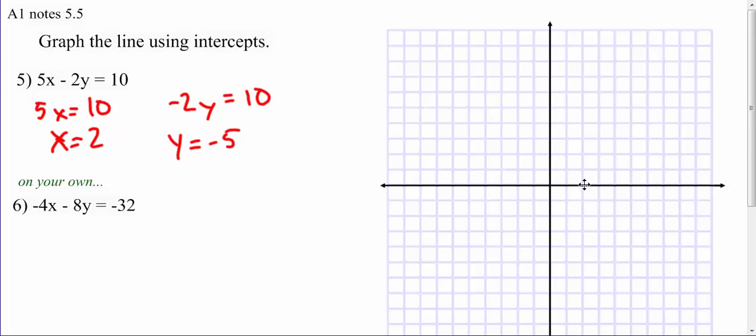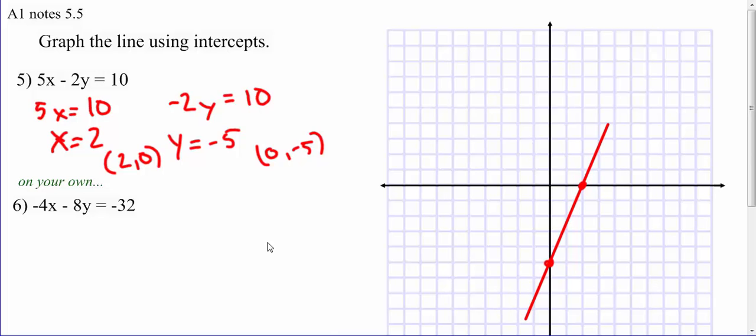And here's how easy it is to graph this. X equals 2, y equals -5. Now remember, these aren't linear equations, they're actually ordered pairs, like this: 0, -5, and 2, 0. And once you have 2 points, you can just simply connect them, and you'll have yourself a line.